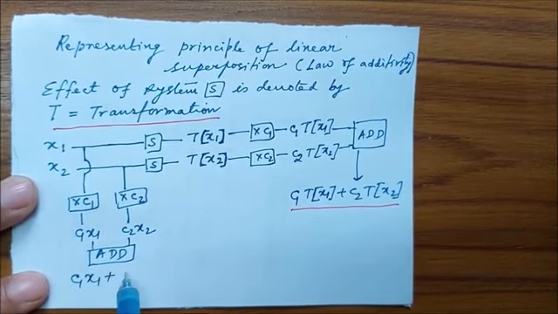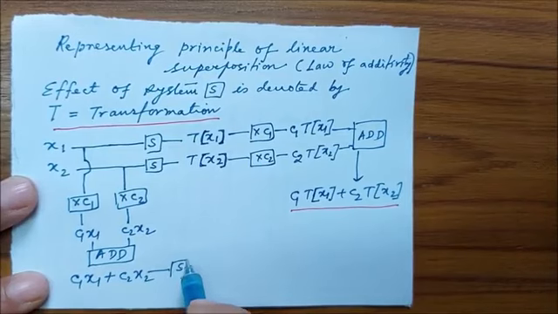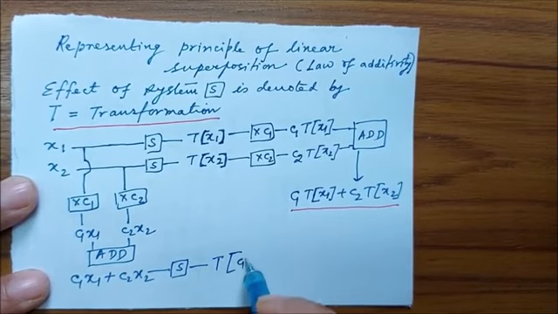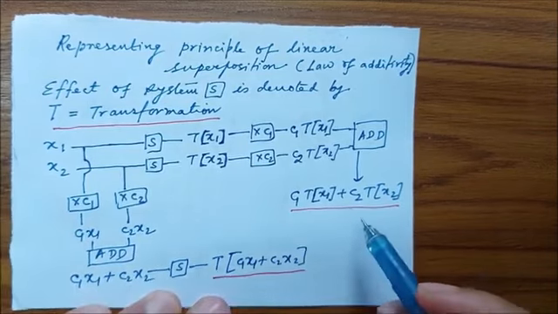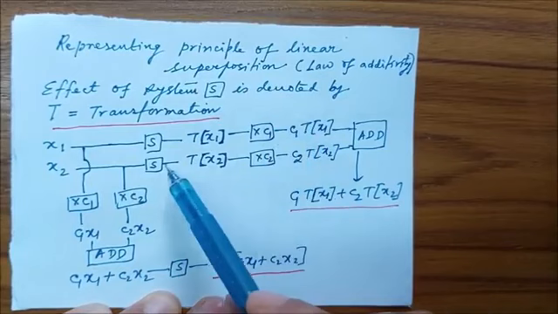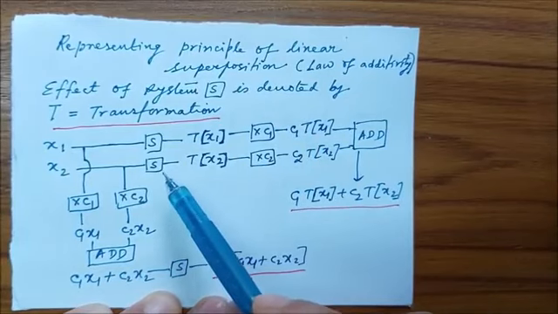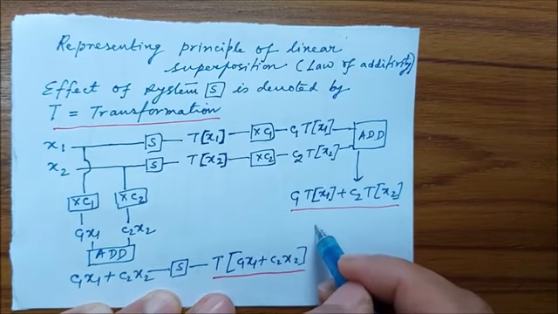and then we have C1x1 plus C2x2. This is applied on the system, the response being T of C1x1 plus C2x2. For the principle of linear superposition to hold, that is, for the system to be linear, these two have to be equal. So they are the same.